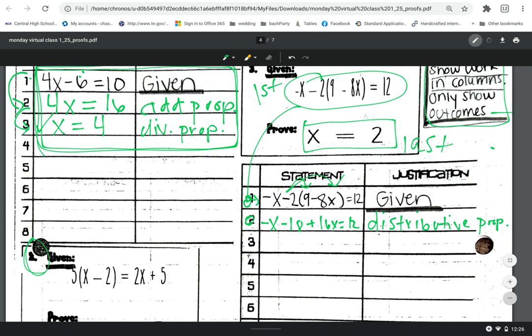Now, I need to combine this x and this 16x. So that is 15x minus 18 equals 12. All right. So now, how did we get from there to there? That we can call combined like terms.